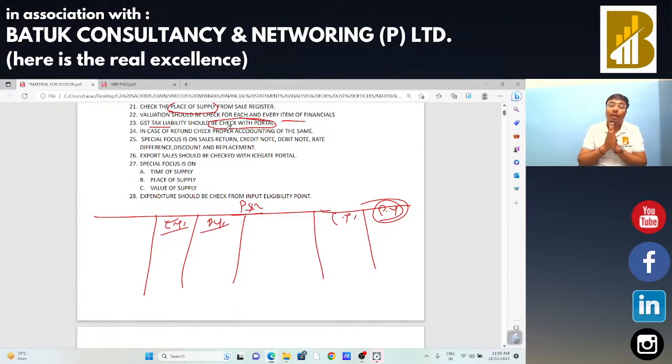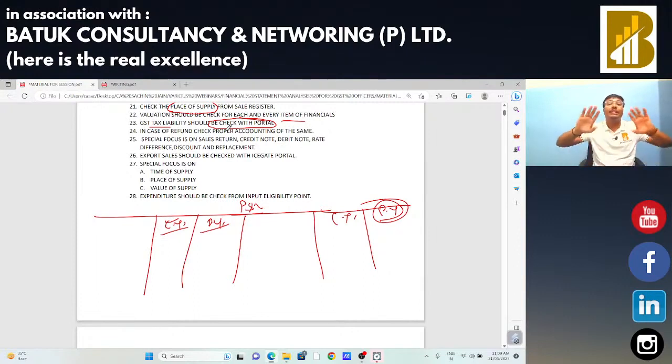We need to check the same. Also, one more ledger is available, that is electronic liability register or electronic liability ledger. We need to check the same also. If any type of seizure of goods during the transportation, the department is going to raise the demand in that electronic liability register. At the time of doing the audit, we need to check if there is any liability in that electronic liability register, and whether the liability is already paid by that taxpayer or not. And if there is non-payment, in that case we need to raise the demand for the same.